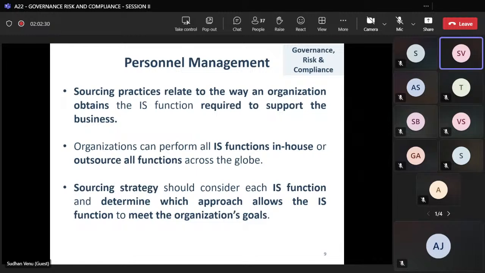So these are the things in terms of offers and the hiring process, which come under personal management. The organization can perform information security functions in-house, outsource them, or spread functions across the globe. The sourcing strategy should consider each IS function to determine which approach allows the IS function to meet the organization's goals.